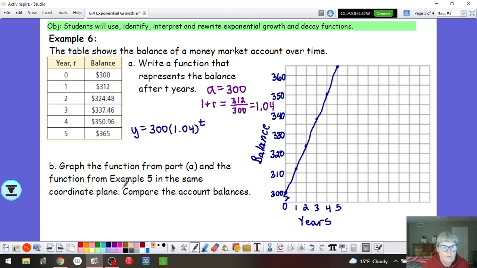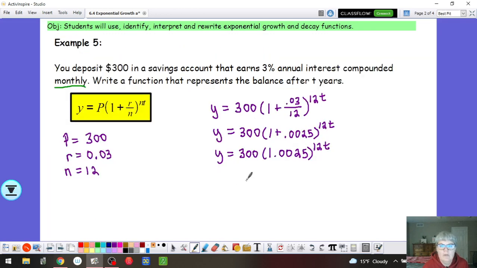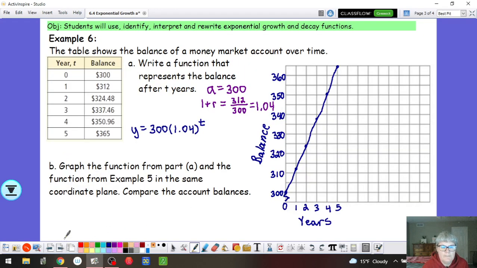So now we're being asked to graph the function from part A and the function from example 5 in the same coordinate plane. So let's go back and look at example 5. We have 300 times 1.0025 to the 12t.